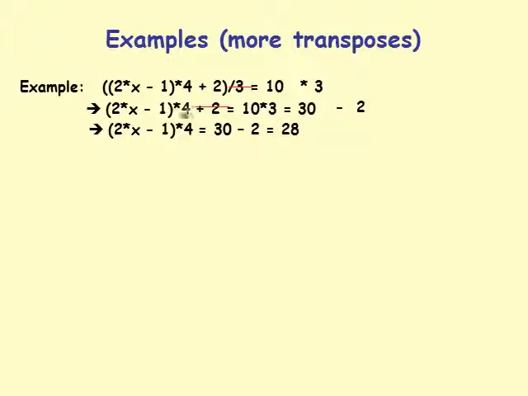Now multiplied by 4 is the last thing we did on the left side. We would move that across the equal sign and it becomes divided by 4. So multiply by 4 becomes divided by 4. So 28 divided by 4 is 7 on the right. So we have 2x minus 1, which is 7.